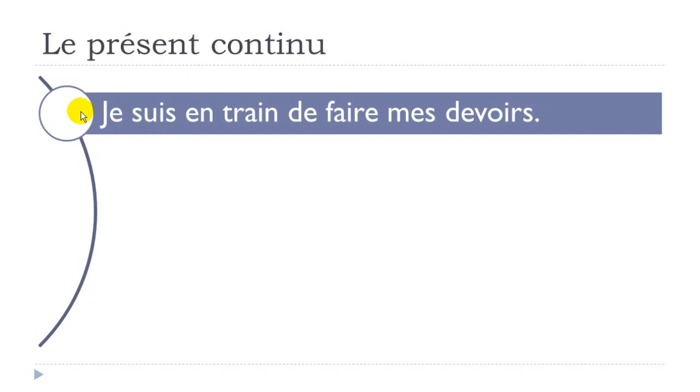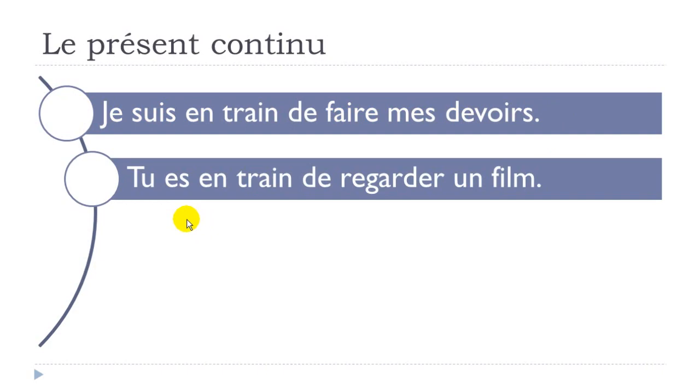Second example, same thing here. Tu es en train de regarder un film. Same thing, regarder, to watch, un film, a movie. The action is taking place, and of course it continues if you use this en train de. But remember that you've got to put the verb être at the present form, tu es.